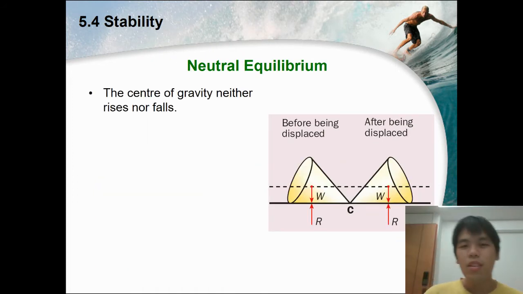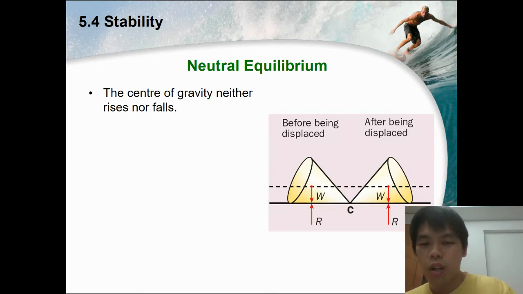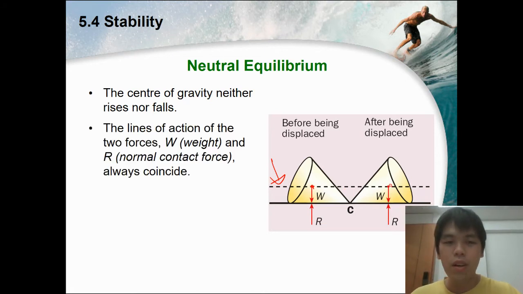Next, neutral. The center of gravity neither rises nor falls. Now this is the reference line. Once we move the cone, you realize that the center of gravity is still at the same height. That's the first one. Lines of action, they meet, W and R.